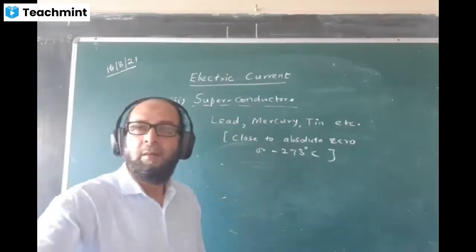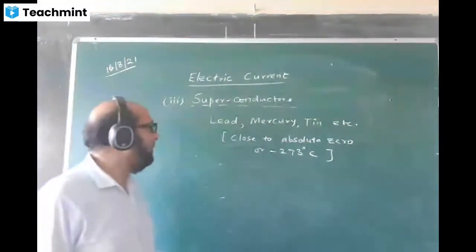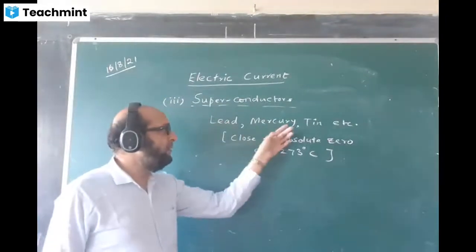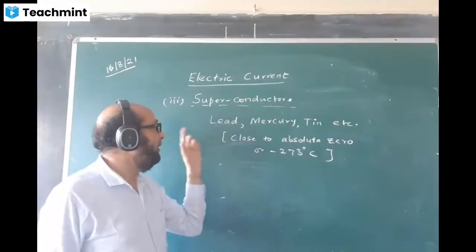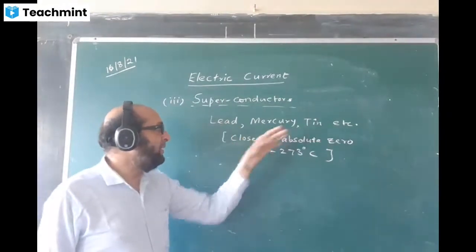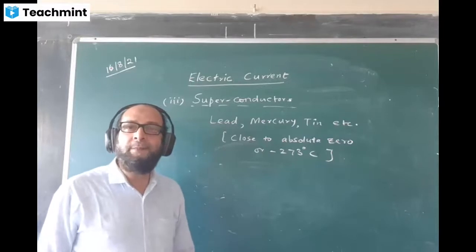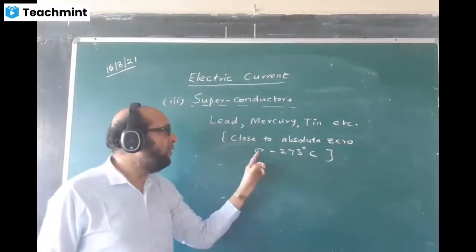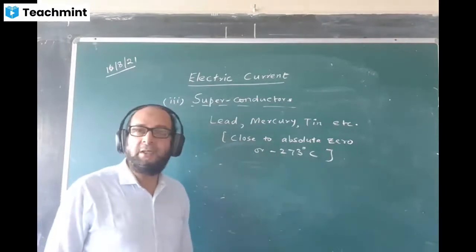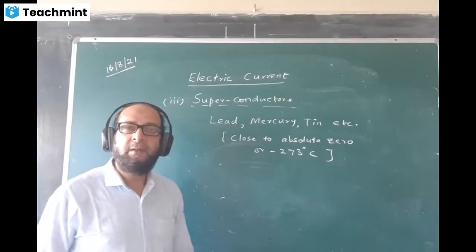Okay, once again I'm repeating. Please listen quietly and carefully. Metals like lead, mercury, tin, etc. become superconductors at a very low temperature, under bracket, close to absolute zero or minus 273 degrees Celsius.